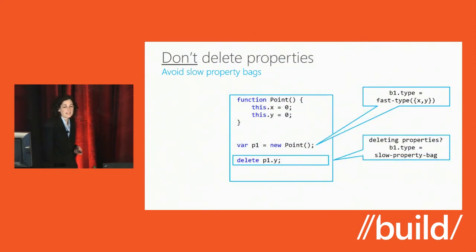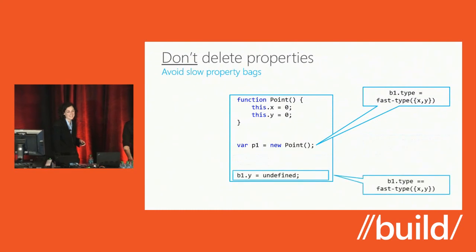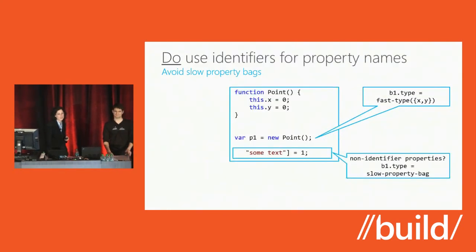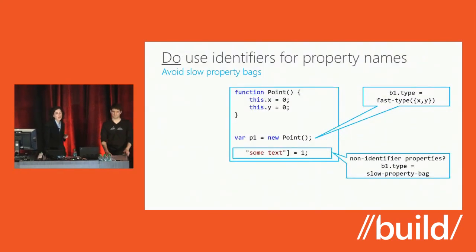Don't delete properties. I think we talked about this one. Either set it to undefined or something else. Use identifiers for property names. So it looks like I have a typo here, but if you use strings or something that can't be used as an identifier, then again, we will back into the slow property bag access.